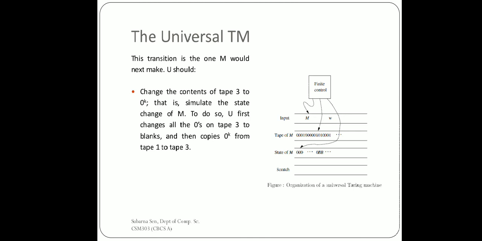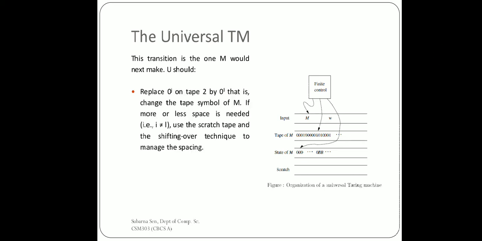So in this fashion it will keep on moving. You can easily understand, right? Now next what we will do, we will replace 0 to the power j on tape 2 by 0 to the power l, because we have come to the next state now, and we have seen how my 0 to the power j has been converted.